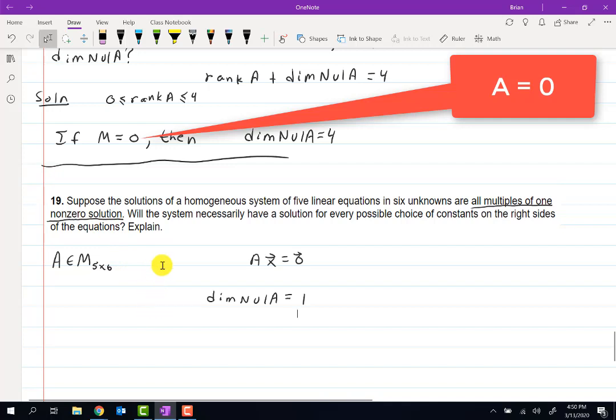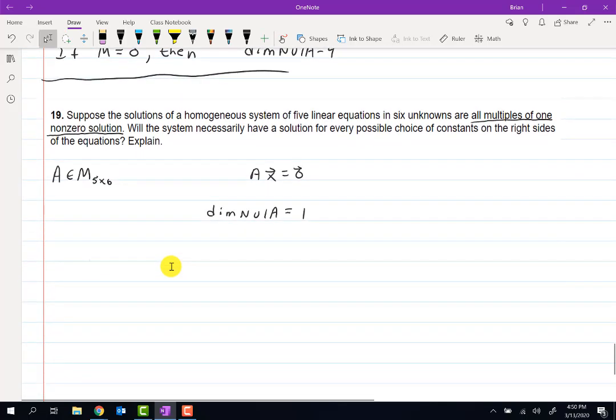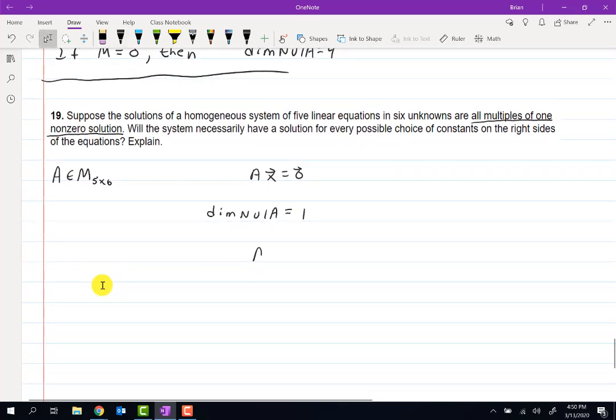So, will the system necessarily have a solution for every possible choice of constants on the right sides of the equations? So, if I look at this, will I always have a solution for AX equals B? Well, let's take a look at some of the things that we have. The rank of A plus the dimension of the null space of A, we know, is equal to the number of columns. That's this. So I know that equals 6.